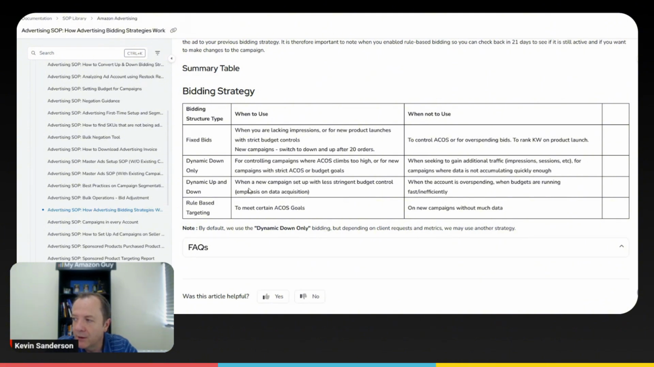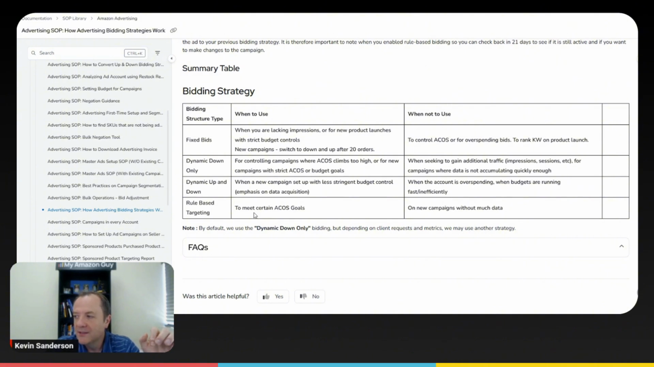Then the up and down is going to be better for when you have a new campaign and you're not quite as worried with your budget control and you really want to get more data. Then up and down is going to help you get more data. And then you would not want to use it if you're trying to trim the fat, so to speak. If you're trying to lower your ACOS, you would not want to use the up and down.